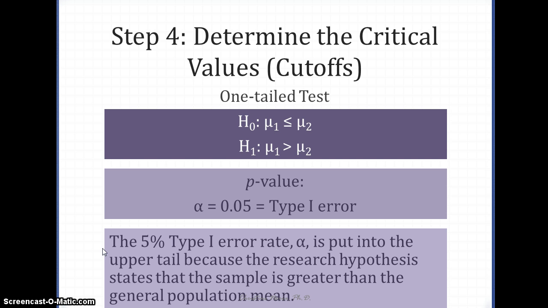You can also think about it this way: in the numerator, you're taking the sample mean and subtracting out the population mean. So if the sample mean has to be greater in order for your research hypothesis to be correct, then you have to put that critical value in the upper end of the distribution.